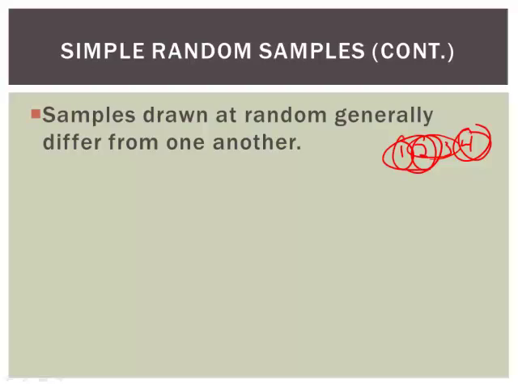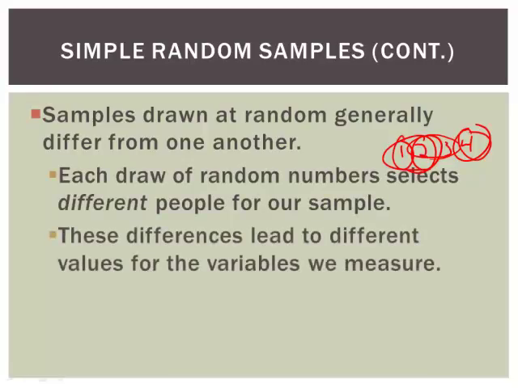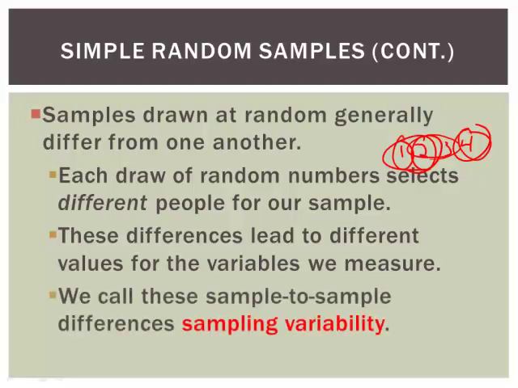If I dipped in and picked 2, you dipped in and picked 2, somebody else dipped in and picked 2, we would generally get different samples, particularly when you picture this population being 1 million people or even 10,000 people. If we take a sample of 30, it's very unlikely that we're going to get that same sample. Each draw of random numbers selects different people for our sample. And these differences lead to different values for the variable we measure. We call these sample-to-sample differences sampling variability, and we will really dig into that with some examples later on in the course.